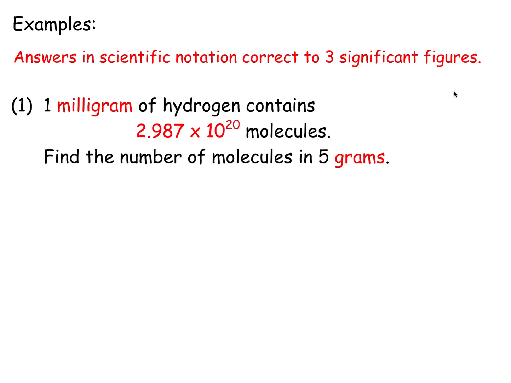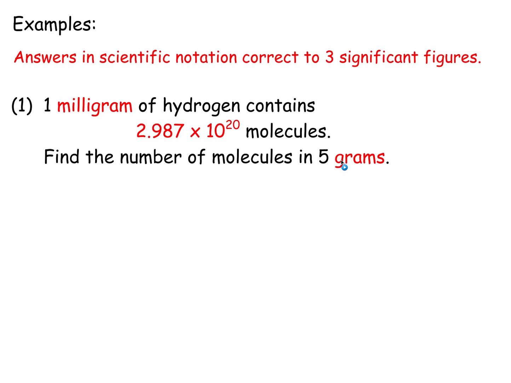And now this is the main part that we're after, which is carrying out calculations on the calculator in scientific notation, giving the answer in scientific notation, having rounded it correct to, in this case, 3 significant figures. So this says 1 milligram of hydrogen contains this number of molecules. How many molecules would be in 5 grams?